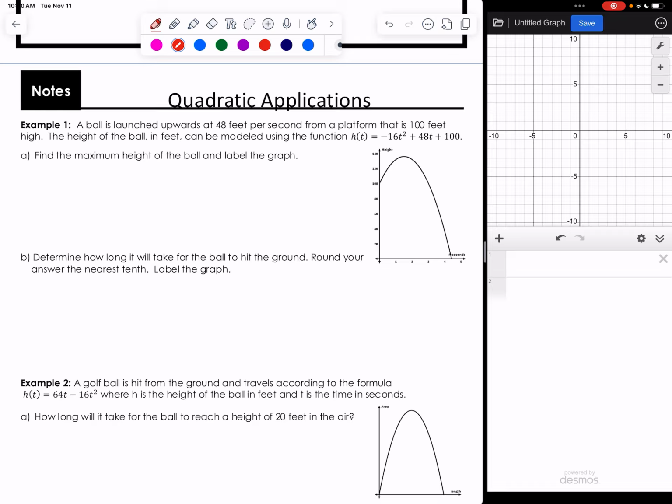In today's lesson, we will be exploring real-world problems which require a quadratic equation to solve. Let's look at example 1.